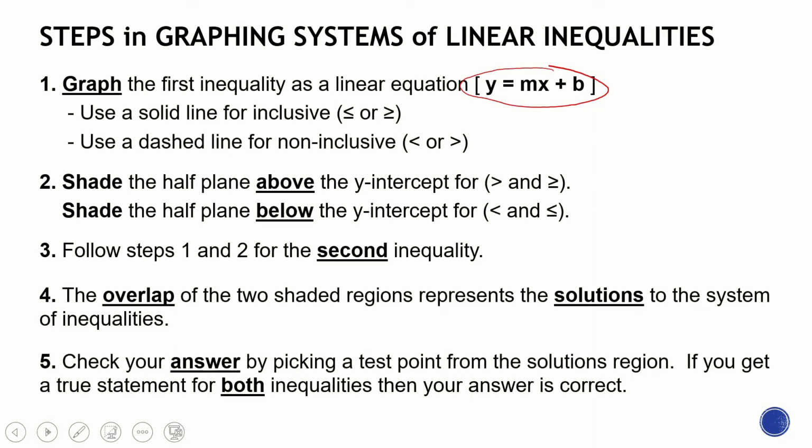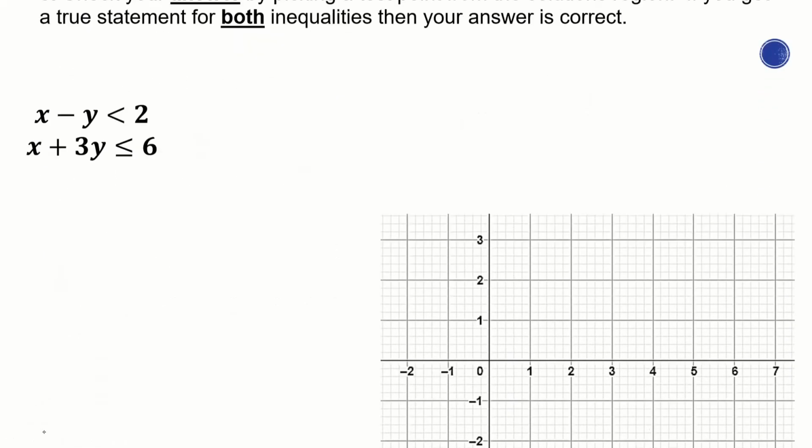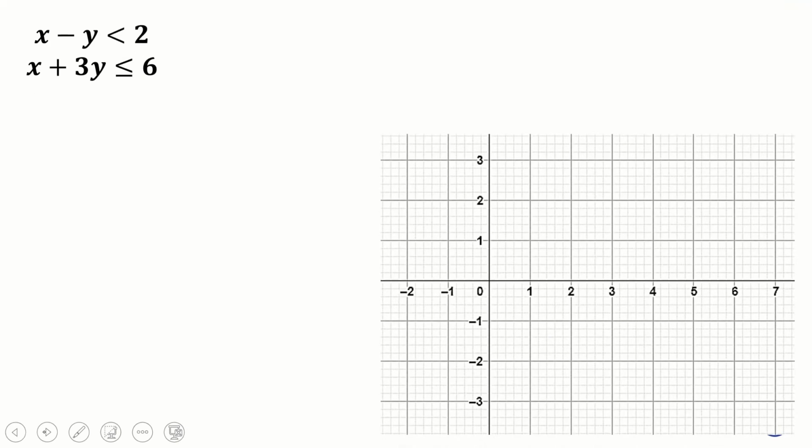If you want to check the answer, you just need to pick one point from the overlapping region to see if what you did is correct. All right, let's go now to the problem. So I have here x minus y is less than 2 and x plus 3y is less than or equal to 6. First, I'm going to make x minus y less than 2 into the form y equals mx plus b.